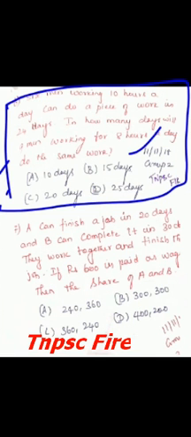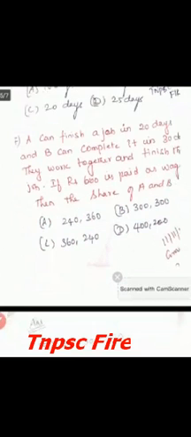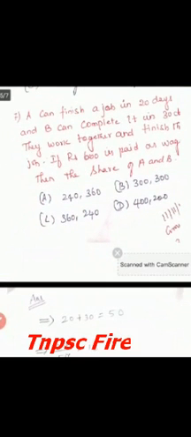Next we are going to solve the next model of time and work, method 2. A can finish a job in 20 days. B can complete it in 30 days. They work together and finish the job. If 600 rupees is paid as wages, then what is the share of A and B?